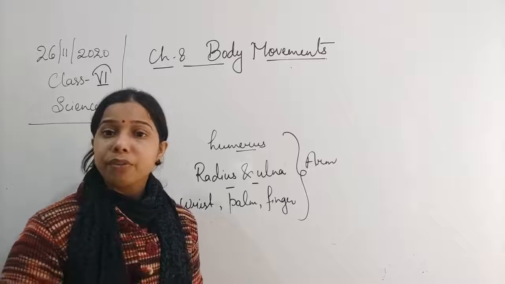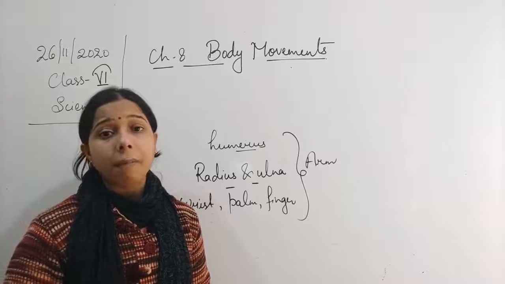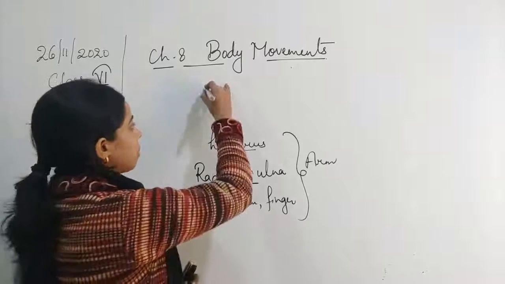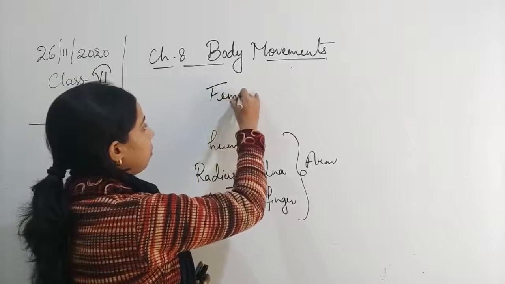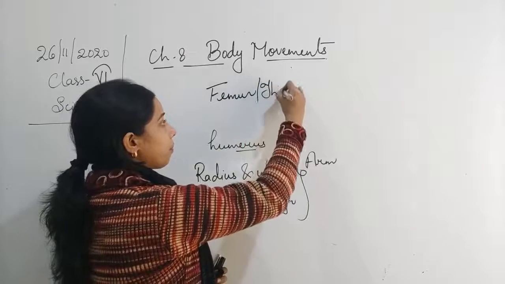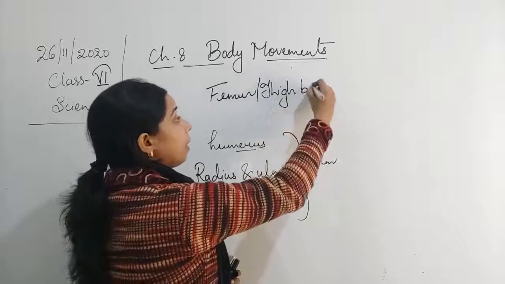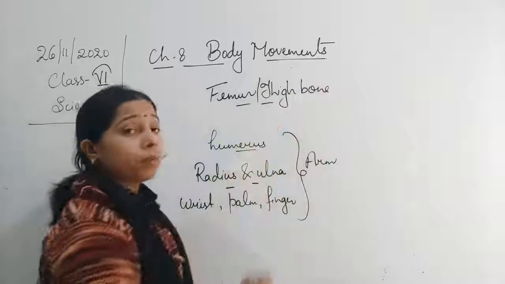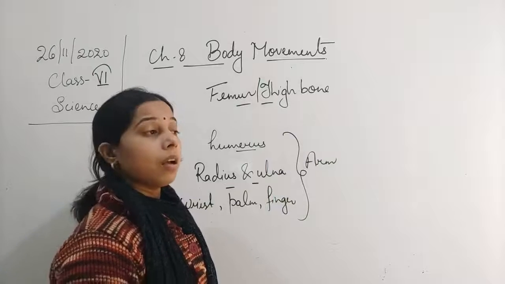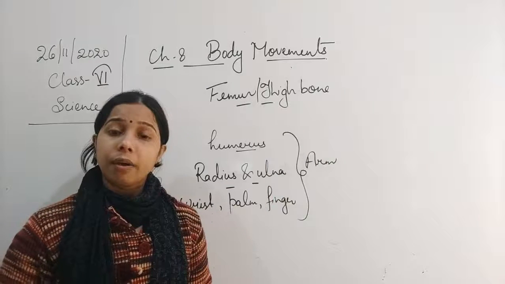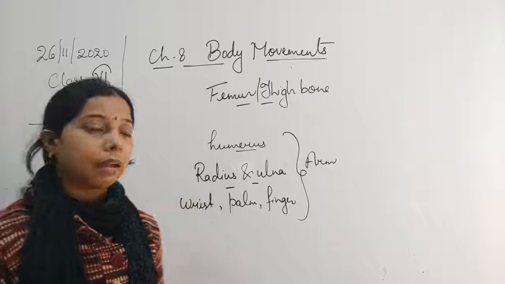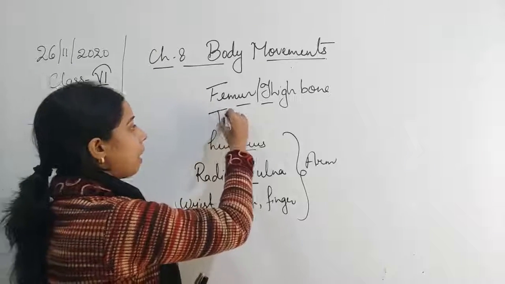The bone present in the upper part of the leg, the upper leg, is known as the femur, or we can say the thigh bone. This bone is considered to be the longest bone in the human body. In the case of the lower leg, students, there again two types of bones are there, and those are known as the tibia and fibula.